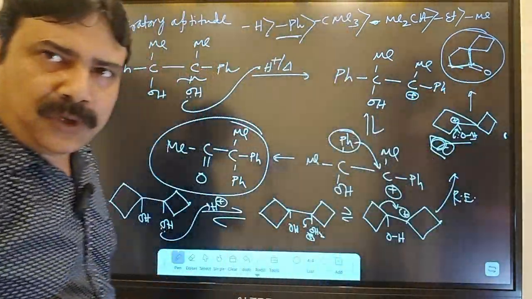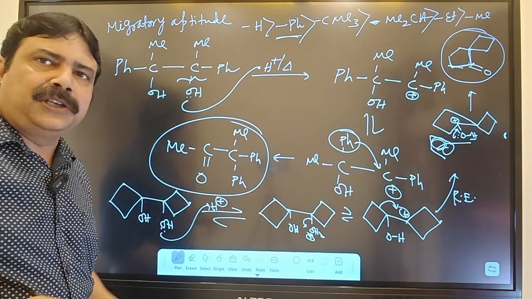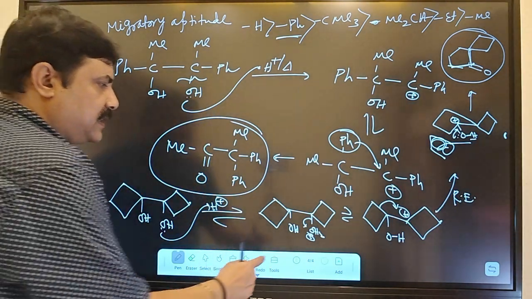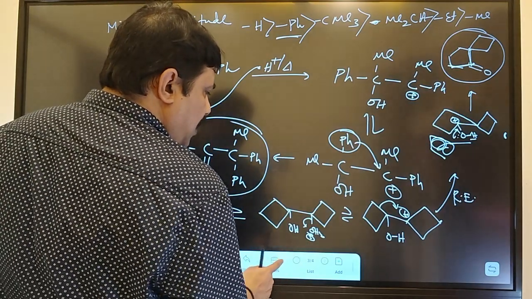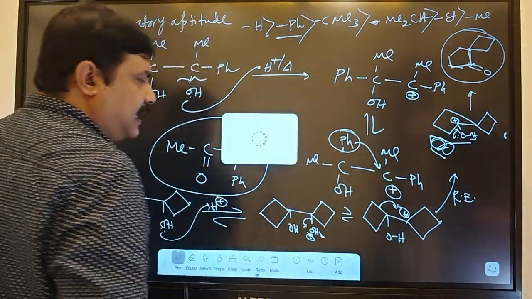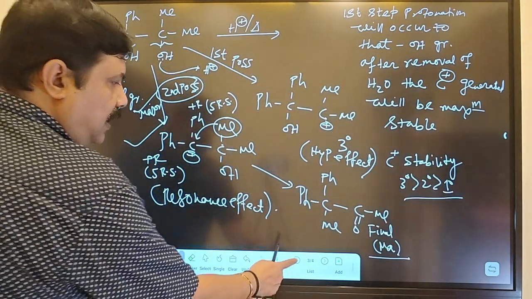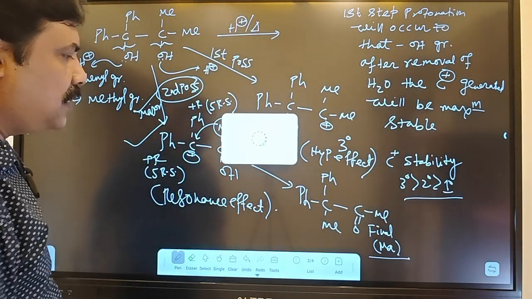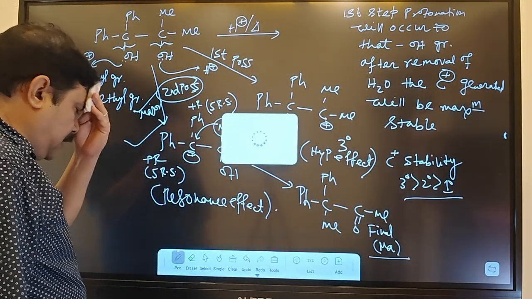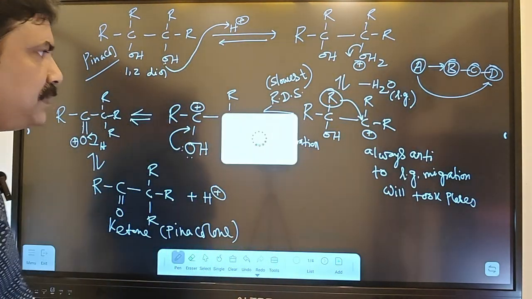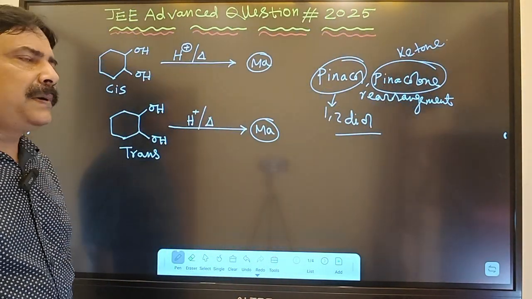Understood? Everybody understood? Now let us come back to our discussion. What is the original question in the first slide? If you look at the first slide, there is a very fantastic question which is JEE Advanced model. You will get confident, and you will never make mistakes on this type of question.